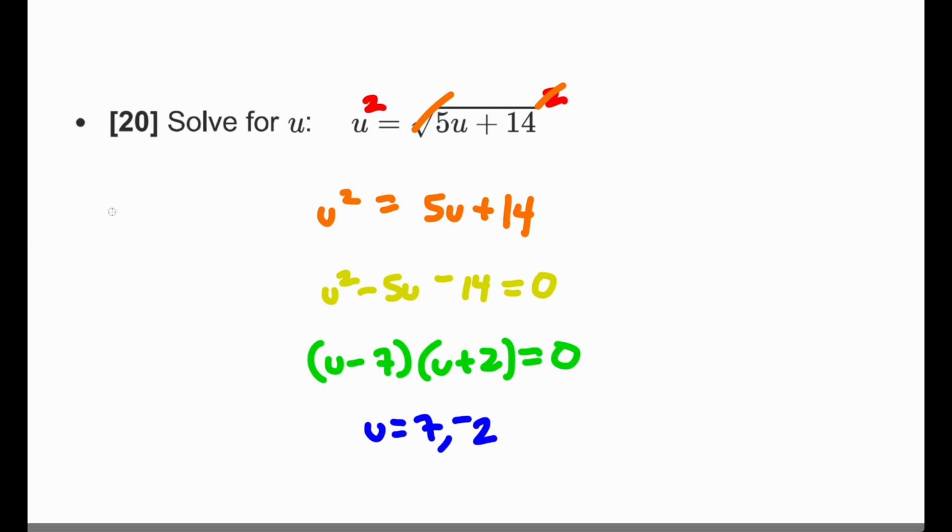And the reason for that is if you plugged in -2, it's not going to work. Because if you plug in -2 for this u, it's negative, and then it's equal to a square root. You cannot be negative and equal to a square root. Therefore, -2 is not going to be the answer. And the only answer is u equals 7.